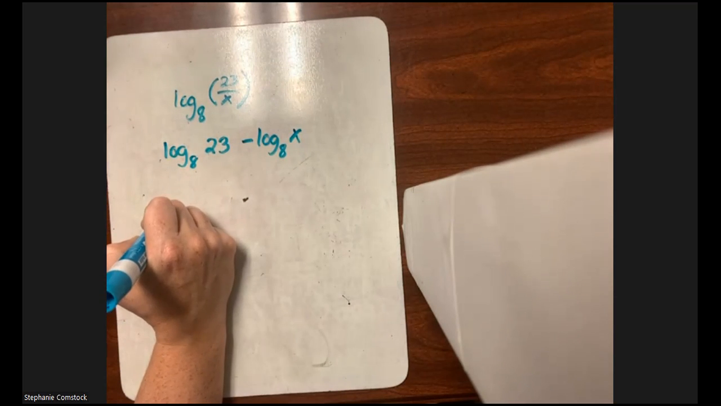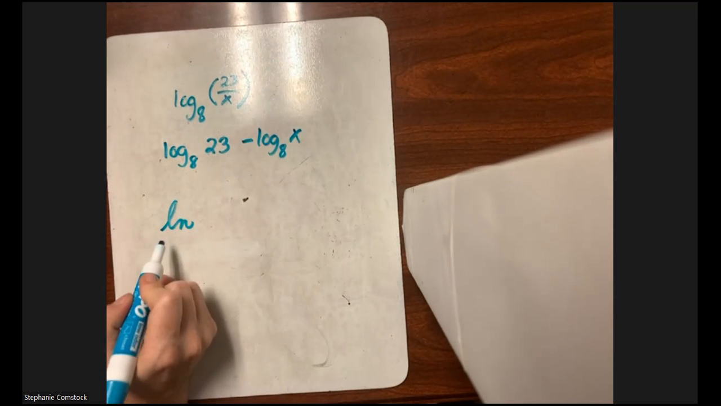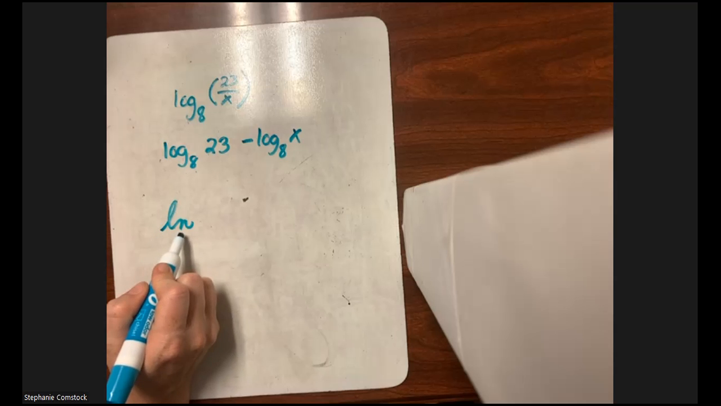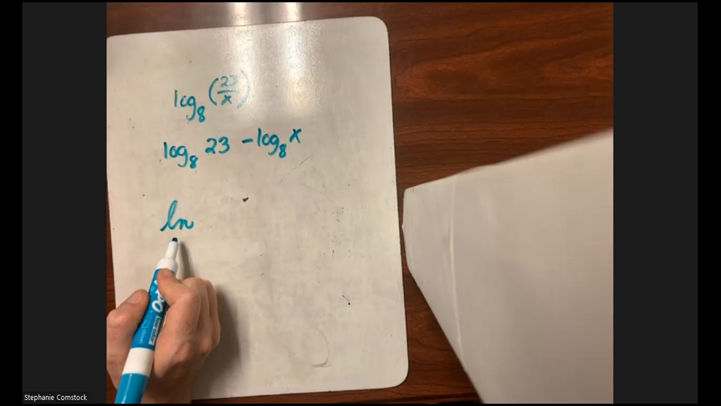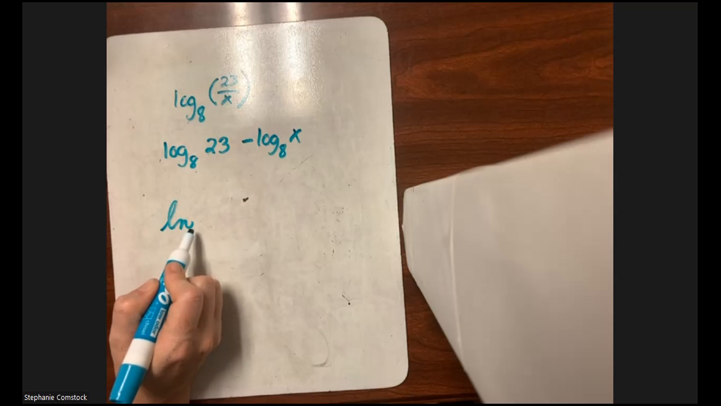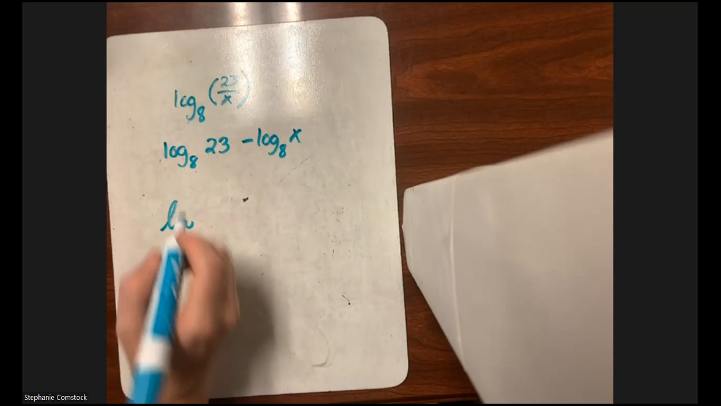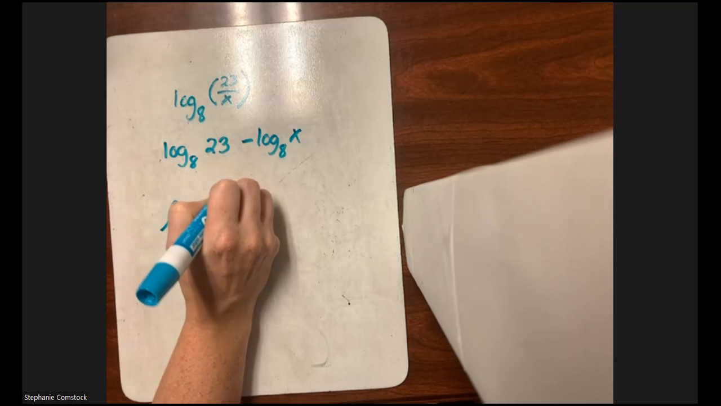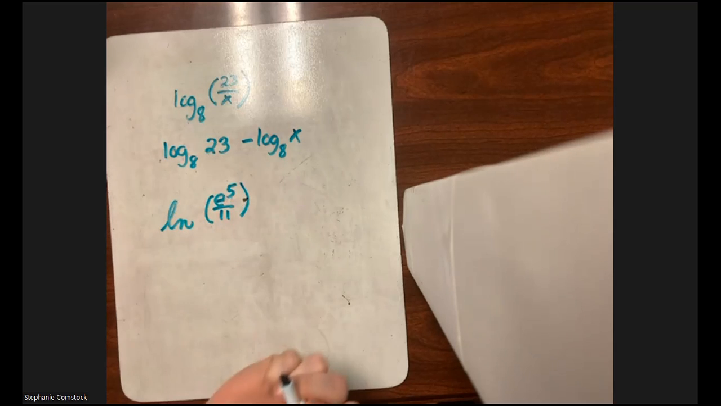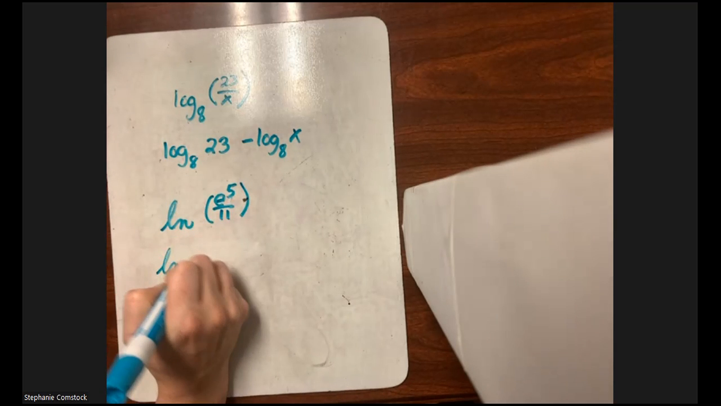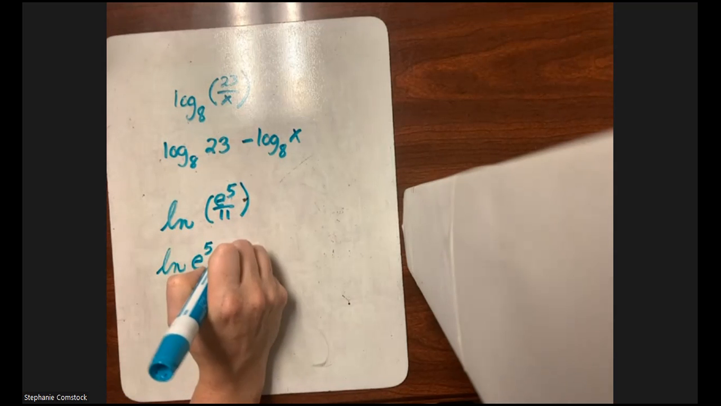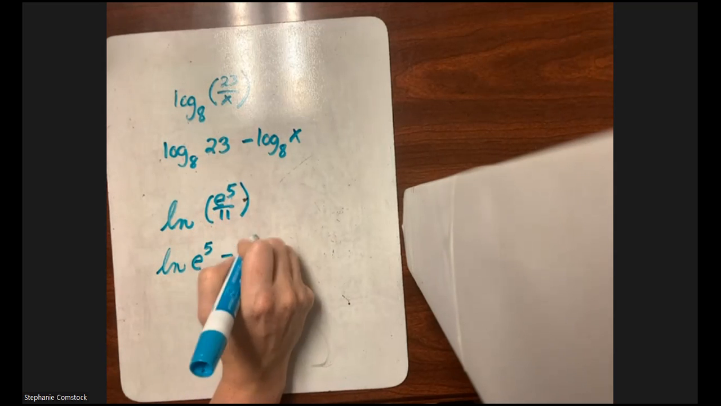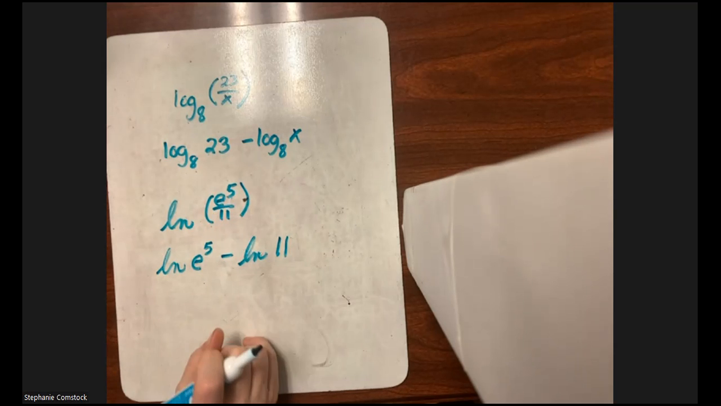Now, another one. For reference, I write natural log, LN, in script, or in cursive, so that you know that it is LN. This is not necessarily a notation that every person uses, but it is one that I use. So if you see me write LN in script, it is natural log, okay? I'm going to do natural log of e to the 5th over 11. So I'm going to start by separating this. So I have natural log of e to the 5th minus natural log of 11, okay?